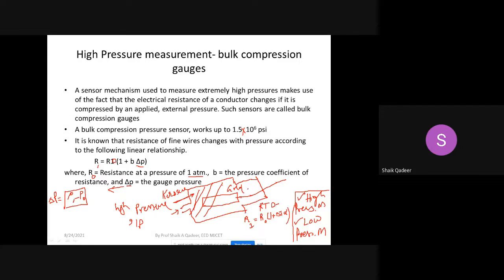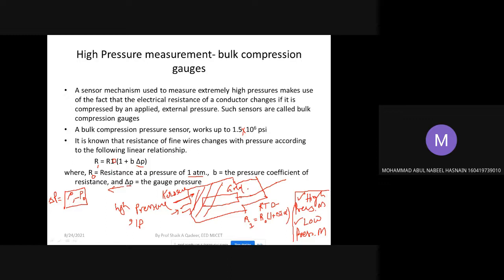Hasnain? Yes, sir. Can you please brief what information I have given just now? In high pressure measurement, gold is kept in a kerosene filled tank and pressure is applied from one side. Change in pressure can be calculated from R1 equals R naught into 1 plus delta P into alpha.